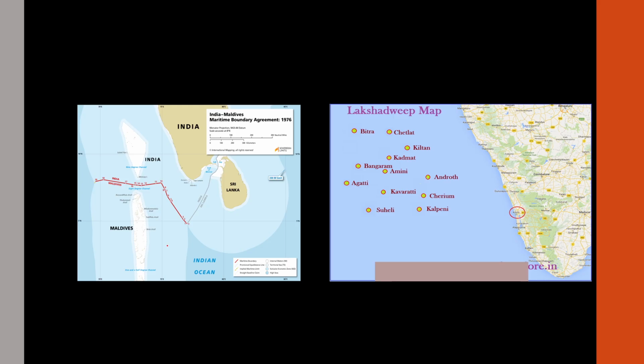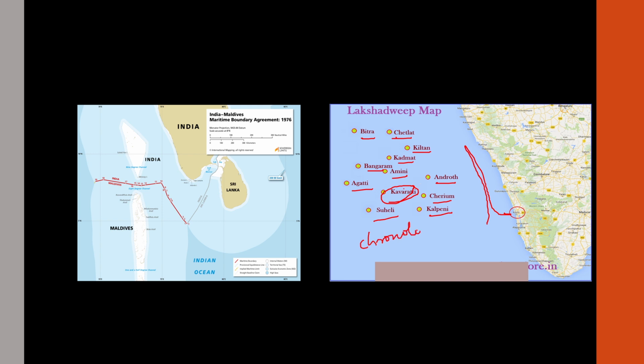Now let us see the mapping. Mapping is very important, my dear students. Here, this is our Kochi. From Kochi, it is being administered this way. You can see some important islands: Bitra, Chetlat, Kiltan, Kadmat, Bangaram, Amini, Agatti, Androth. Kavaratti is the capital. Kavaratti is the capital. Cheriyam, Suheli, Kalpeni. So please make sure that you remember the important islands of Lakshadweep in order.